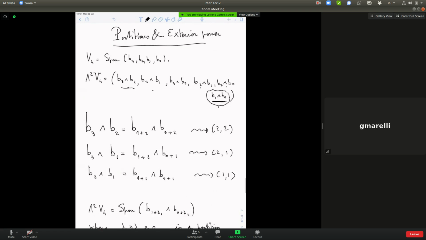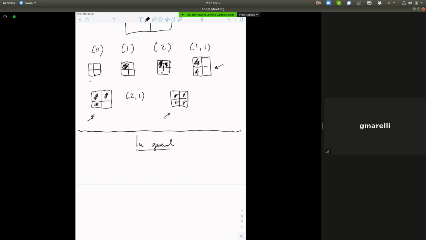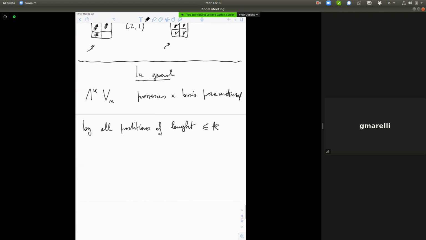It means in general, you see, I'm not doing much theory, I'm doing more exercise, but in general, wedge k V n possesses a basis parameterized by all partitions of length at most k, because you see, here we have considered wedge 2V, and this is a partition of length 1, not of length 2, but this is at most 2, contained in a k times n minus k rectangle.